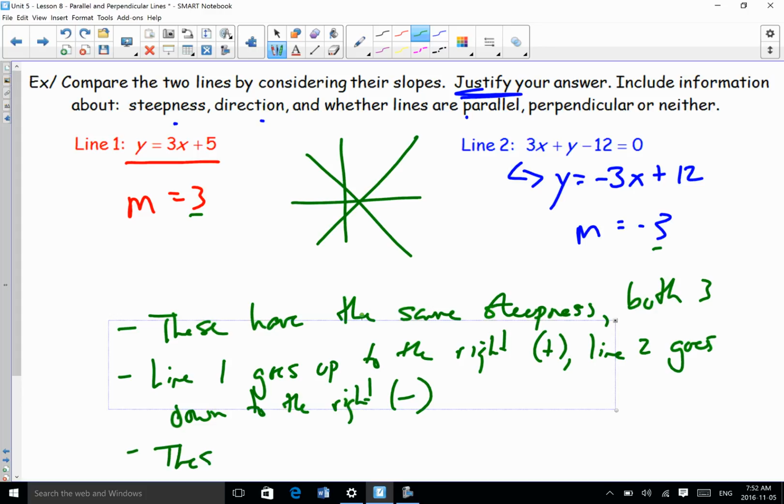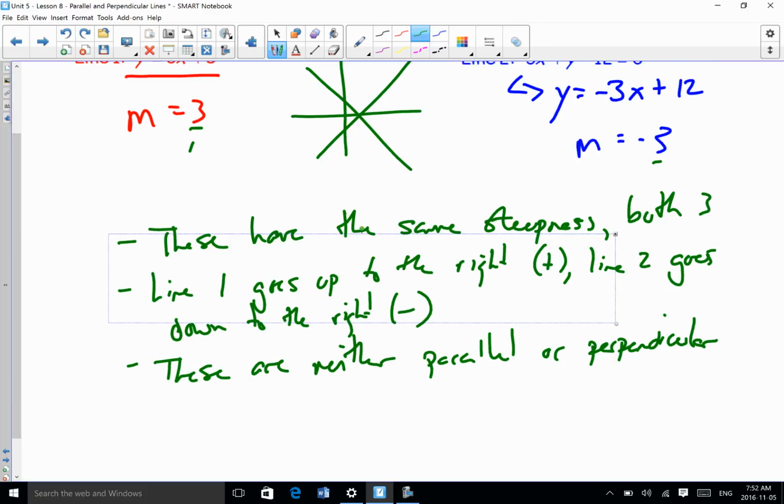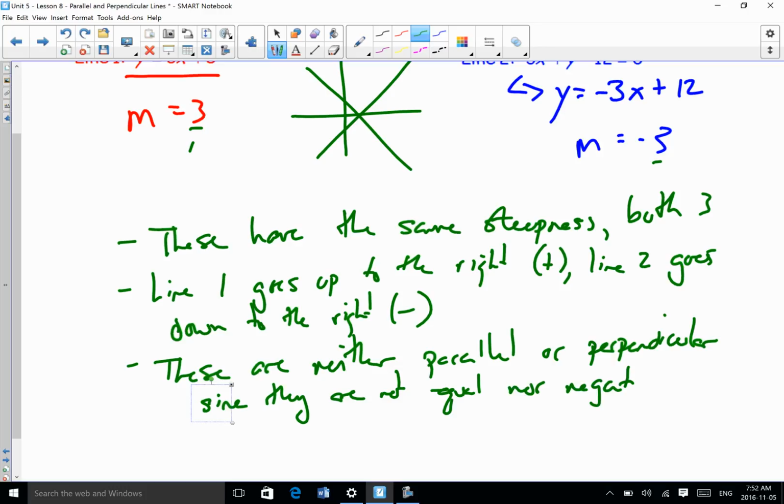And for these lines, I'm looking at parallel, perpendicular, neither now. Well, they're not parallel because they're different numbers. One's positive, one's negative. They're not quite perpendicular, they're not flipped, though they have opposite signs. So we'd say these are neither parallel nor perpendicular, since they are not equal, nor, and here's our fancy words, negative reciprocals.